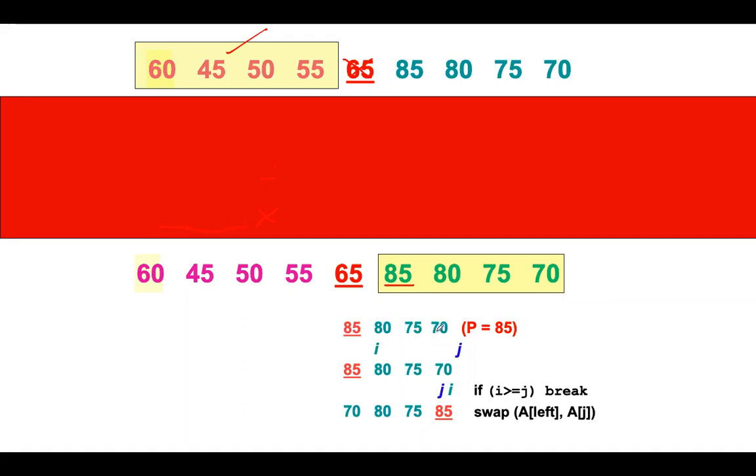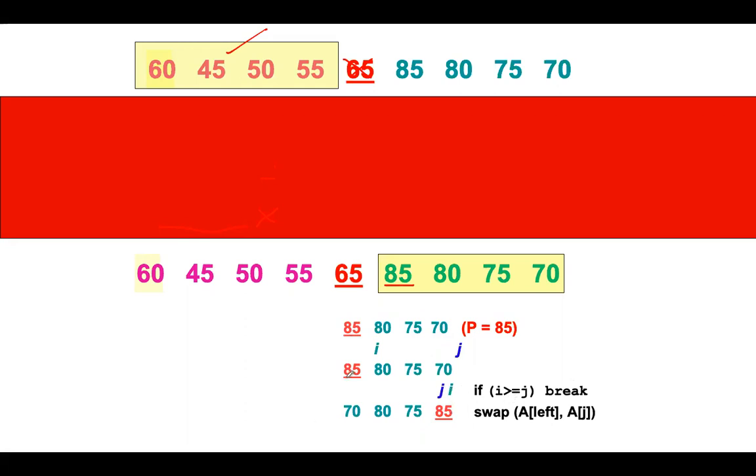Again, A of I is not greater than 85, so increment I. I will come here, okay? J is also there. We'll break out of that. If I is greater than or equal to j, break. So it will be broken, and we'll come out of that part.